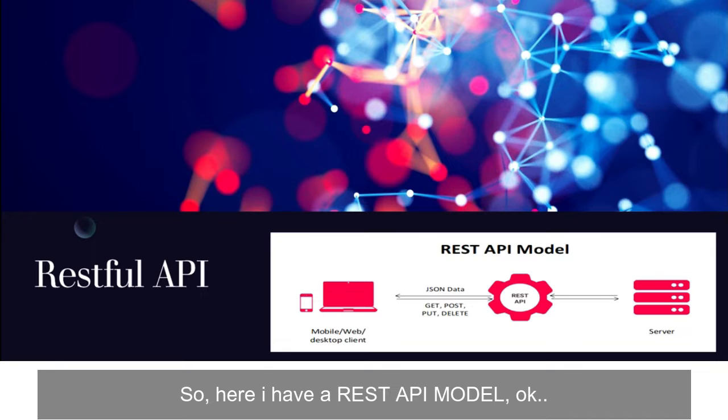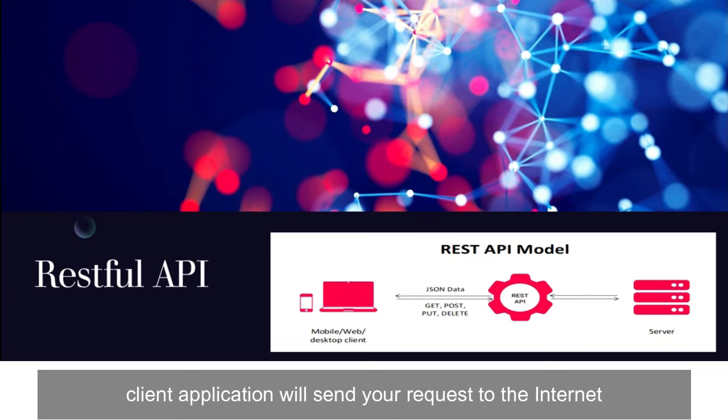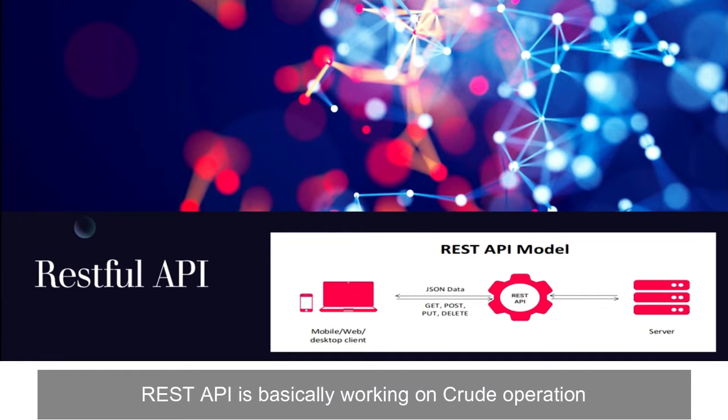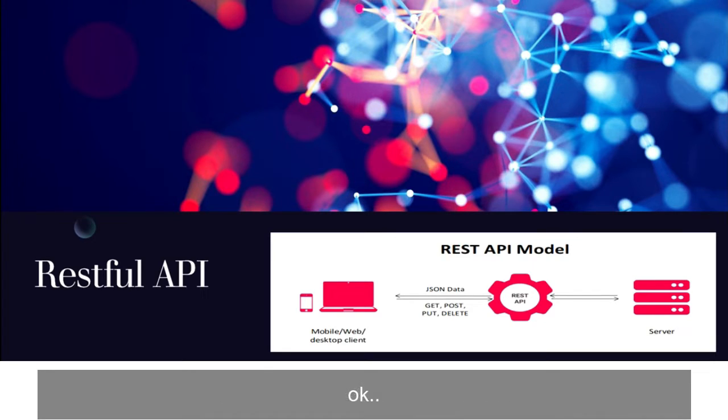So here I have a REST API model, in which a mobile or desktop client application will send your request over the internet to the server to get the data in JSON format. A REST API basically works on CRUD operations. CRUD means create, read, update and delete. For create it will use the POST request, for read it will use the GET request, for update it will use the PUT request, and for delete it will use the DELETE request.